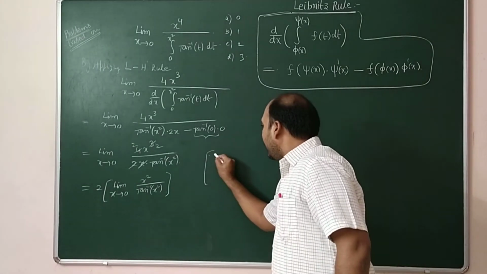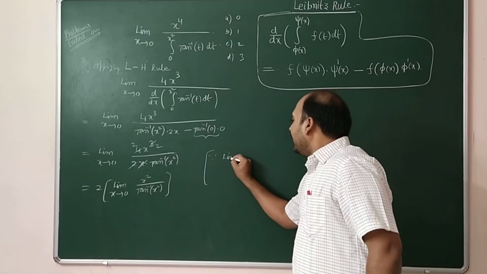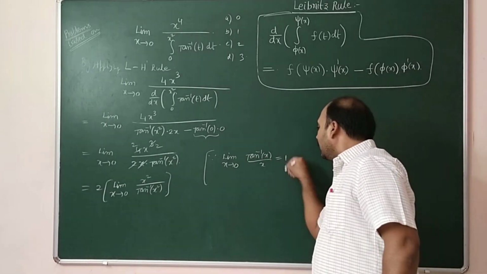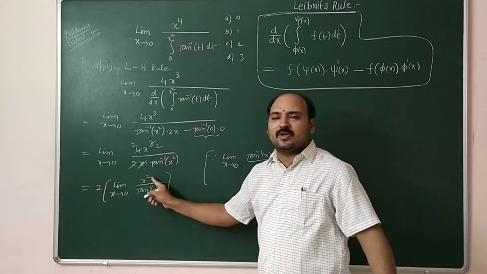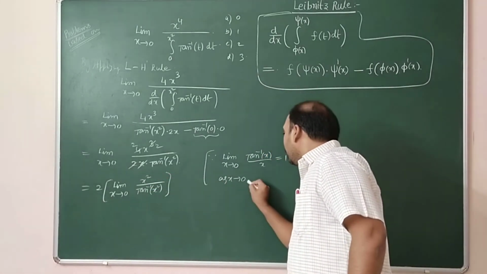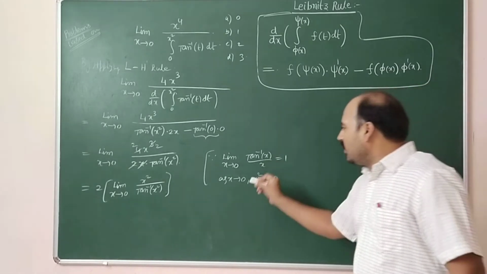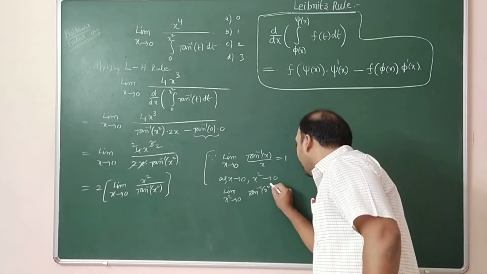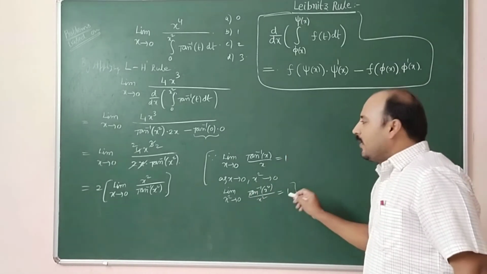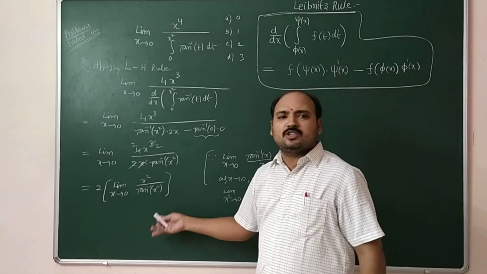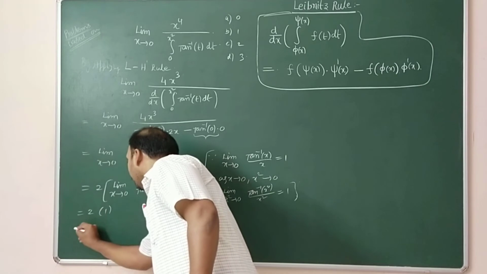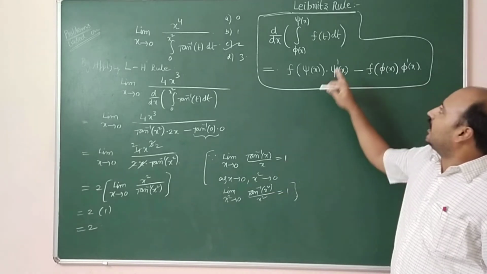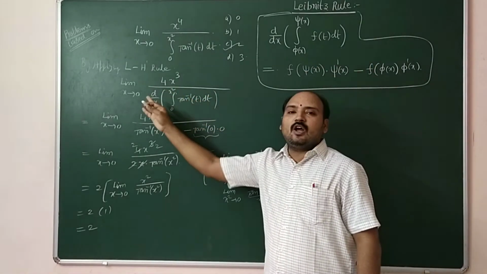We know the standard limit property: limit x tends to 0, tan inverse of x divided by x is equal to 1. But in place of x, what value is there? X square is there. As x tends to 0, x square tends to also 0. So we can write it as limit x square tends to 0, tan inverse of x square by x square equal to 1. So by using this value, it is a reciprocal. 1 by 1 is also 1. So it will become 2 into 1, which is equal to 2. So which is there in the third option. This is the way you have to apply the Leibniz rule and also L'Hospital rule.